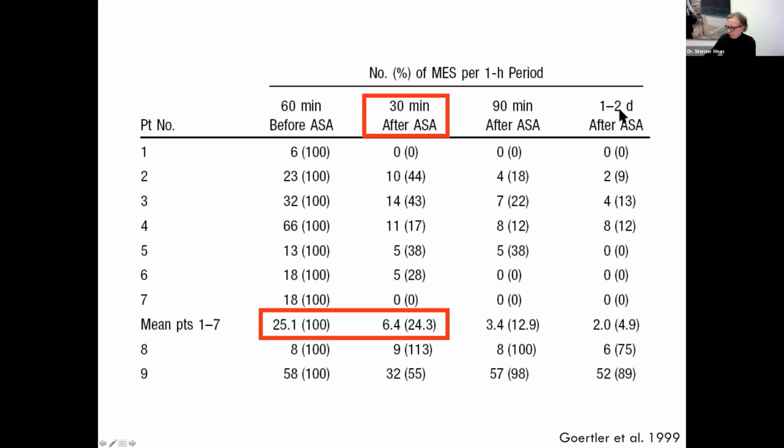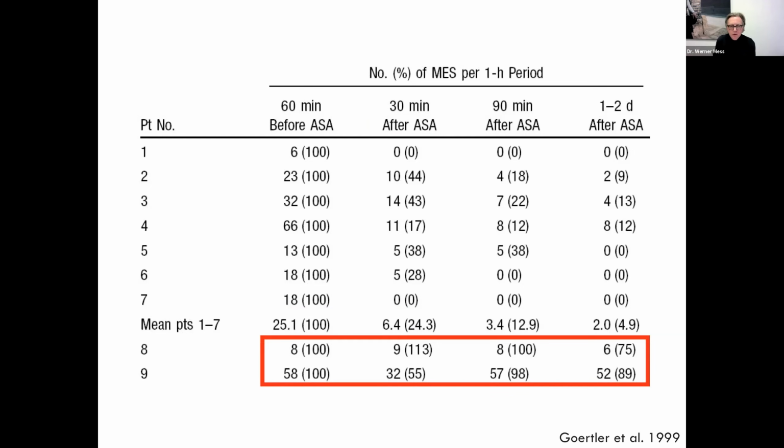Now what you can see is the sum of the first 7 patients. You can see that there was a clear-cut reduction of the number of microembolic signals. So in other words, the aspirin worked. But the most interesting ones are patients number 8 and 9. You can see that nothing is happening, not in the short term, not in the long term. So these patients, 2 out of 9, are really non-responders. And without embolus detection, you just wouldn't know.